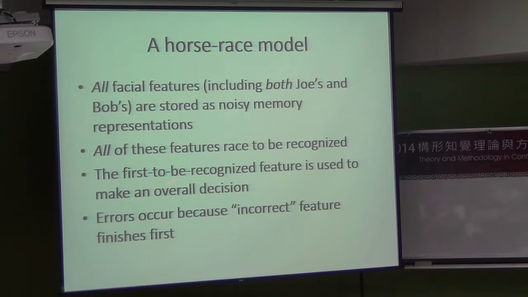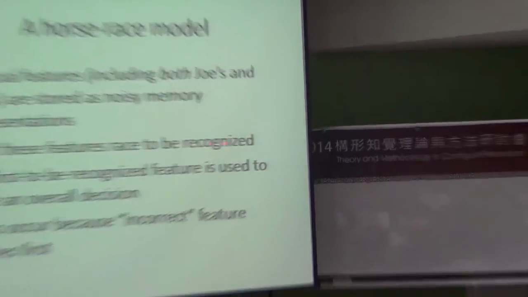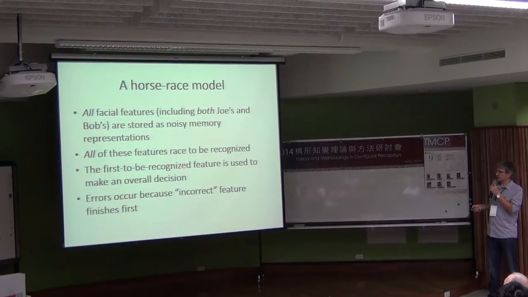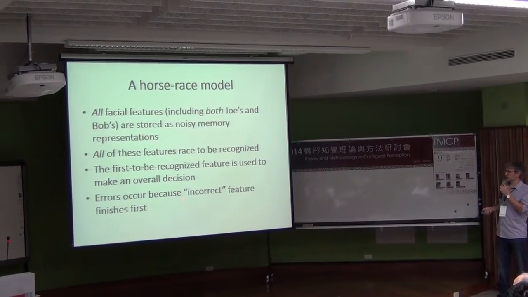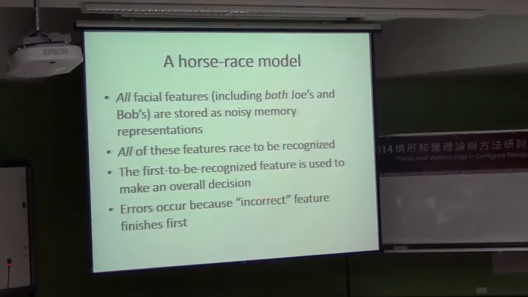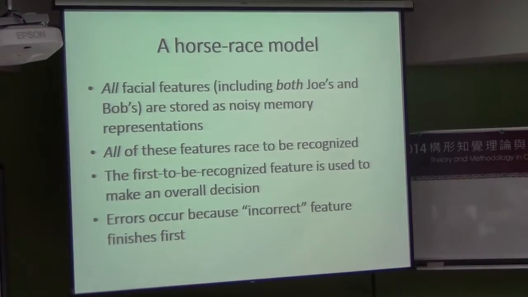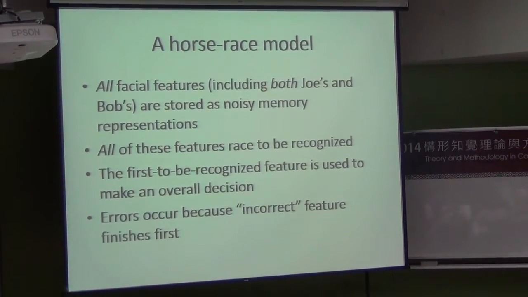A couple more indicators: all facial features that are used in the task have to be modeled at the same time. All these features race to be recognized. So this is a horse race. The first feature to be recognized is used to make the overall decision, and errors can occur because an incorrect feature finishes first. So these are the rules, very simple, within the definition of the horse race model.